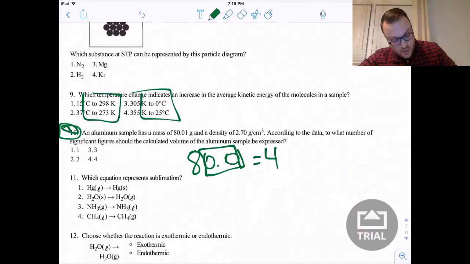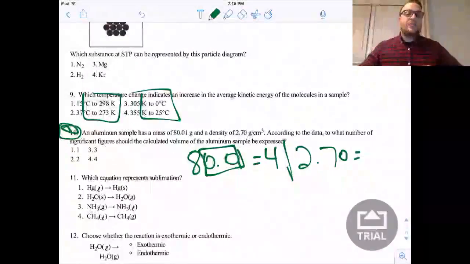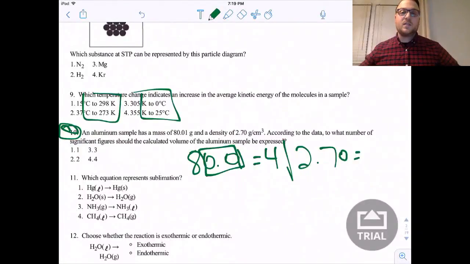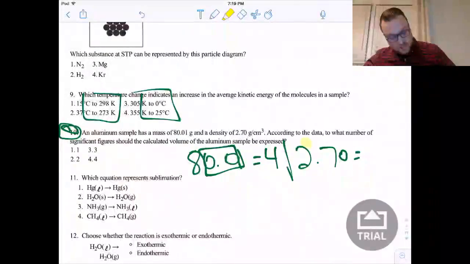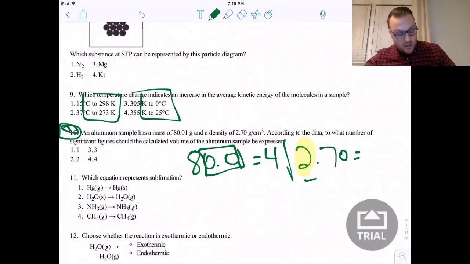2.70. Here's the tricky one. Does that have 2 sig figs or 3 sig figs? So non-zeros always count. That should be, hopefully, pretty well known by now. Whenever you see a decimal, I don't care where that decimal is in the number, beginning, middle, end, doesn't matter. As soon as you see a decimal, find the very first non-zero that appears, and you count everything after that non-zero, including that non-zero. So these all count. Because I got that 2, I see a decimal, I'm going to count everything after that 2. This one has 3 sig figs.